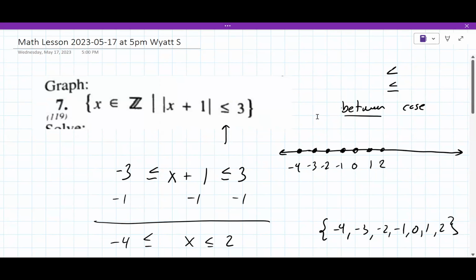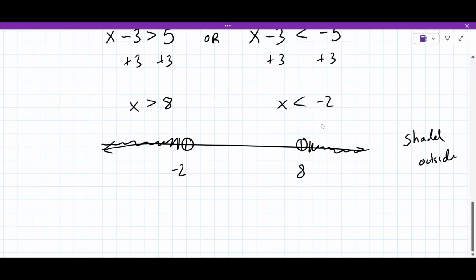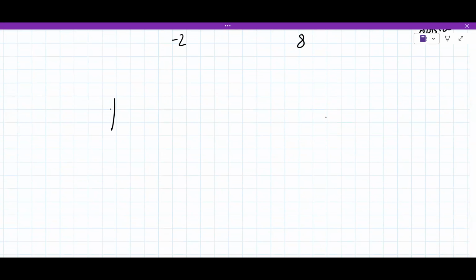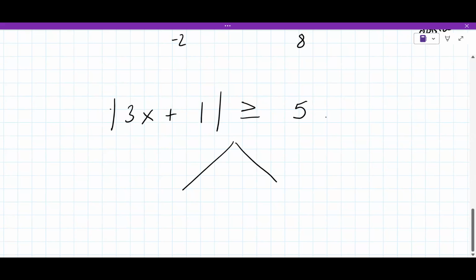All right, so let me have you try another one here. Let's go: absolute value of 3x plus 1 greater than or equal to 5. Could you try solving this for us?